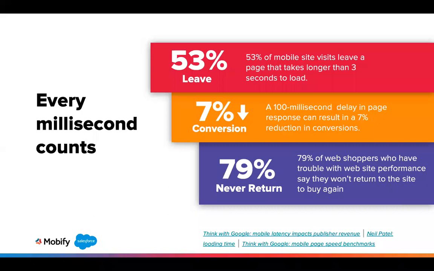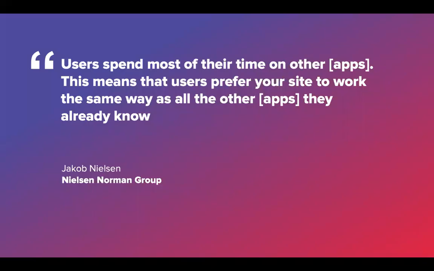There's a lot of data out there on what happens if your page is slow to load and if it is not responsive to my interactions. Generally, a lot of shoppers just won't return because of how poorly performing the experience is. So one thing that we tend to focus on is Jacob's Law, which in this case means your shoppers will spend most of their time on other apps.